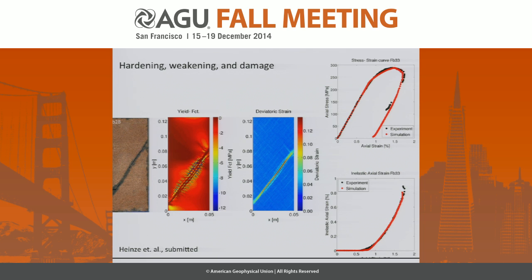Now, Thomas Heinze and us have been developing more sophisticated models to match with laboratory data. Now we've included hardening, weakening, and damage. So this is the experimental result. This is the numerical result with the stress strain curve. The red is the simulation, and the black dots are the experiment. And here with inelastic axial strain, same thing, very good match. So hardening, weakening, and damage have now been developed.